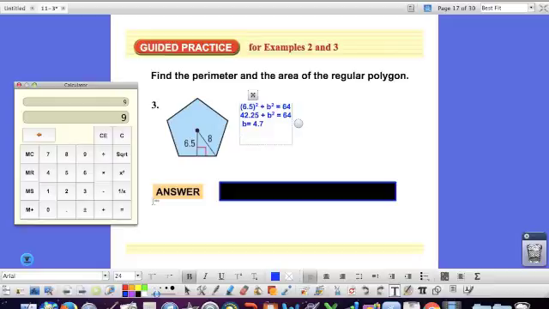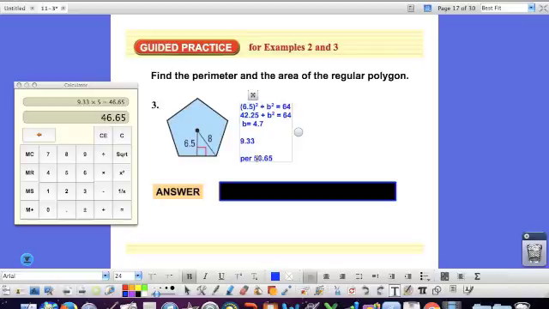I keep hitting the wrong button here. My slate is not working. 9.33. There's going to be one side, there's going to be 5 of them. So 9.33 times 5 is 46.65. So the perimeter is 46.65.